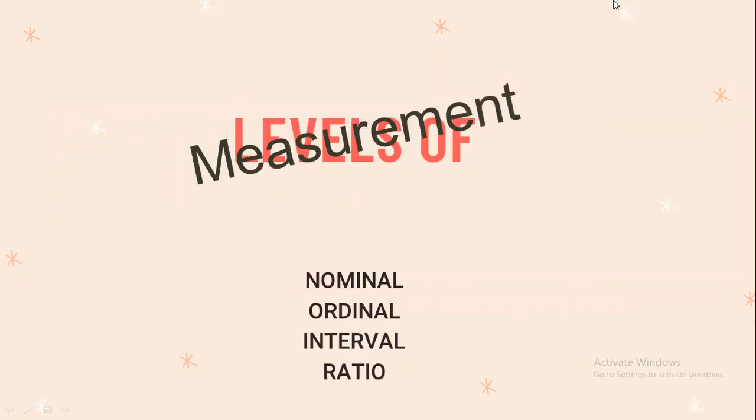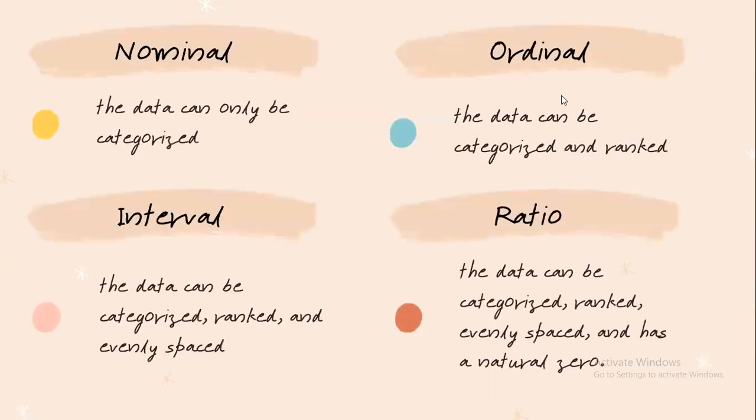Next slide, we have levels of measurement. In levels of measurement, we have nominal, ordinal, interval, and ratio. Nominal. The data can only be categorized. Nominal level is a qualitative variable where no ordering is possible or implied in the levels. For example, the variable gender is nominal because there is no order in the levels female or male. Eye color is another example for a nominal variable because there is no order among blue, brown, or green eyes.